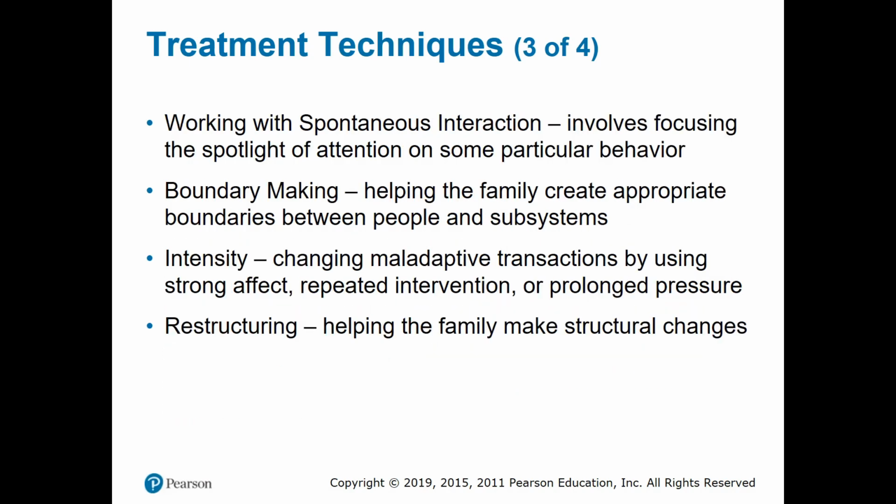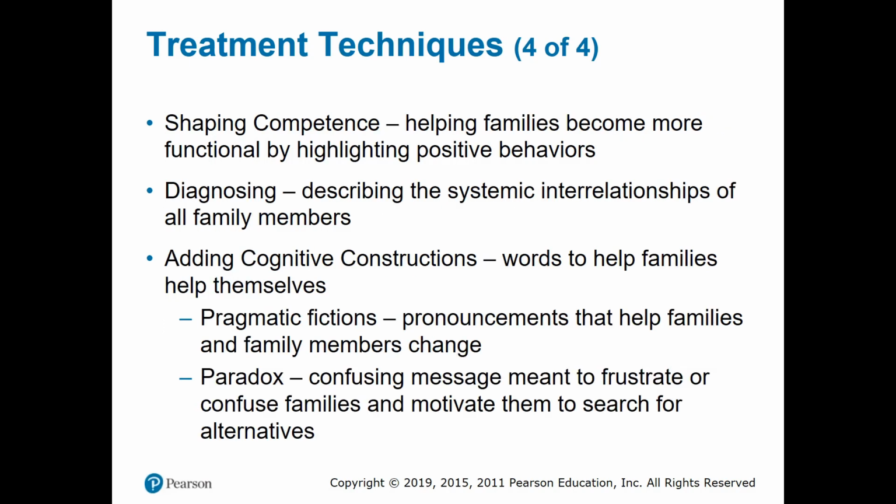Working with spontaneous interaction involves focusing the spotlight of attention on some particular behavior. Boundary making is helping the family create appropriate boundaries between people and subsystems. Intensity is changing maladaptive transactions by using strong affect, repeated intervention, or prolonged pressure. And restructuring is helping the family make structural changes. Shaping competence is helping families become more functional by highlighting positive behaviors.